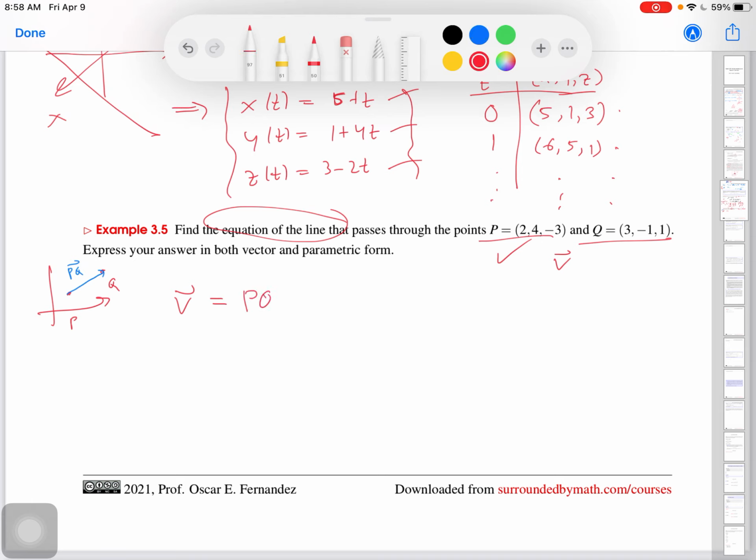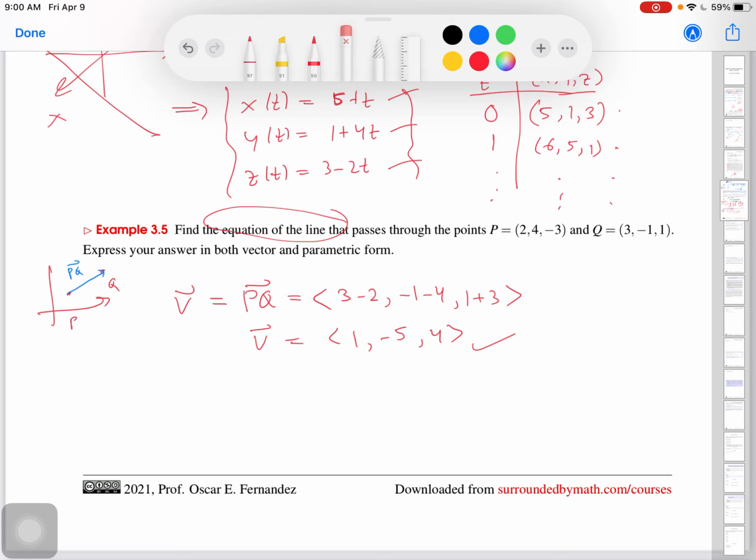So we're going to find the vector PQ. We'll do that by subtracting Q from P. So 3 minus 2, I'm doing here difference of x components. -1 minus 4, difference of y components. And then 1 minus -3, difference of z components. So I get 1, -5, and 4. I now have my v vector.